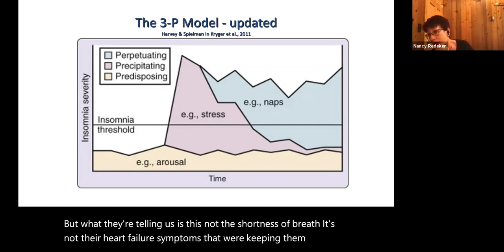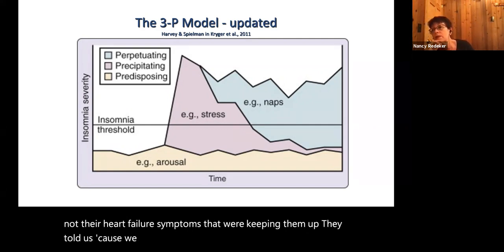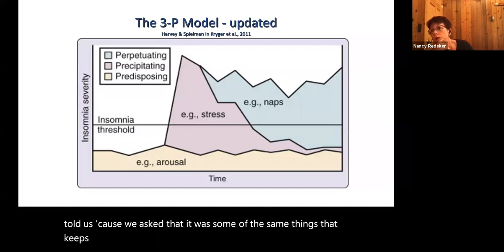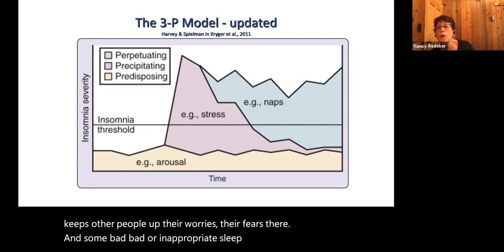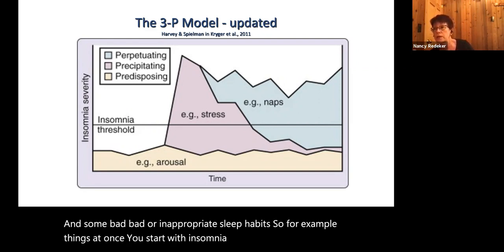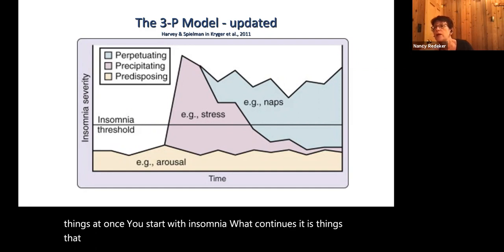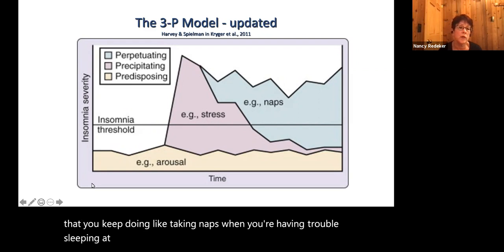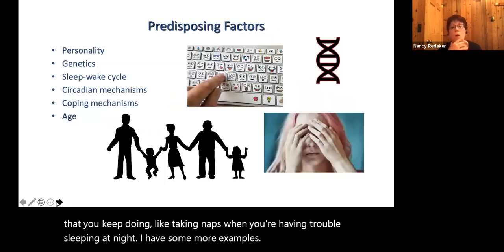They told us, because we asked, that it was some of the same things that keep other people up: their worries, their fears, and some bad or inappropriate sleep habits. So, for example, once you start with insomnia, what continues it is things that you keep doing, like taking naps when you're having trouble sleeping at night. And I have some more examples. So, what are some examples?